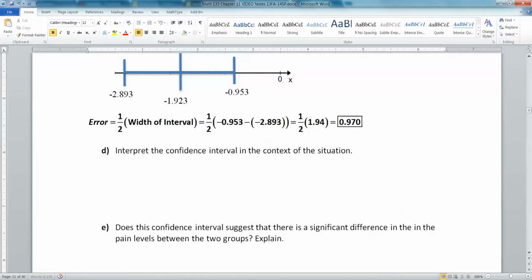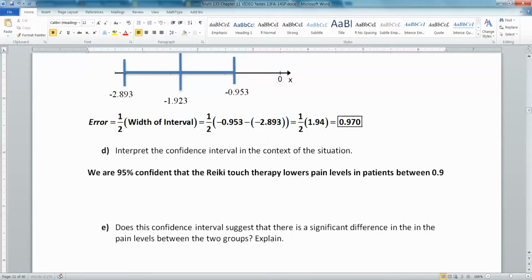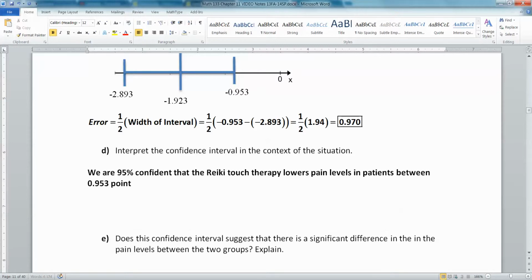All right, so now what does this mean? This means we are 95% confident that the Reiki touch therapy lowers pain level in patients between 0.953 points and 2.893 points. Now, why don't I put negatives? Well, because I use the word lower, right? So lowers implies the negative, right?